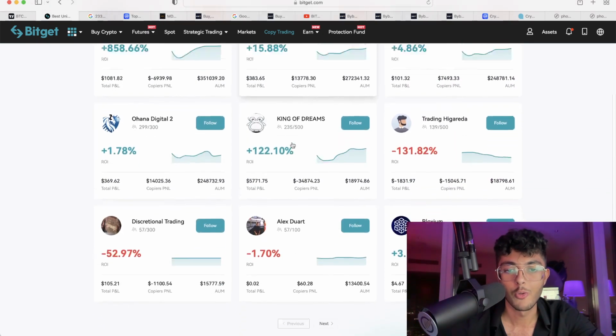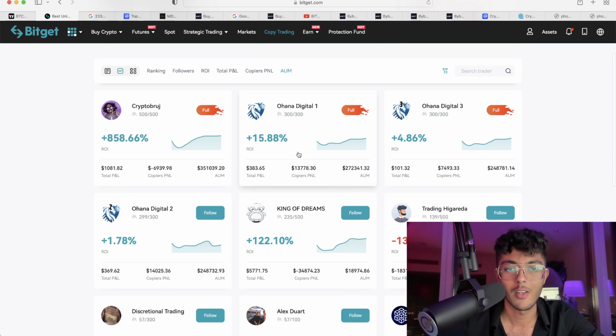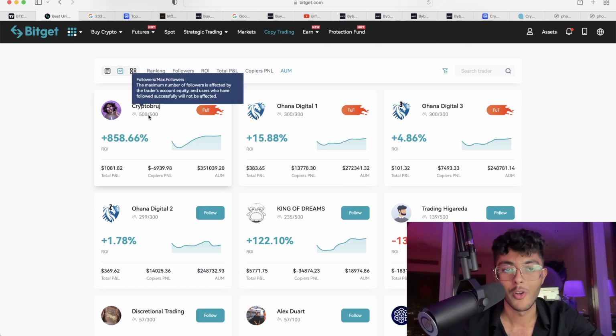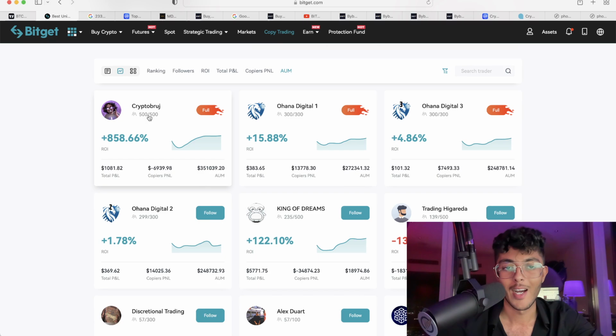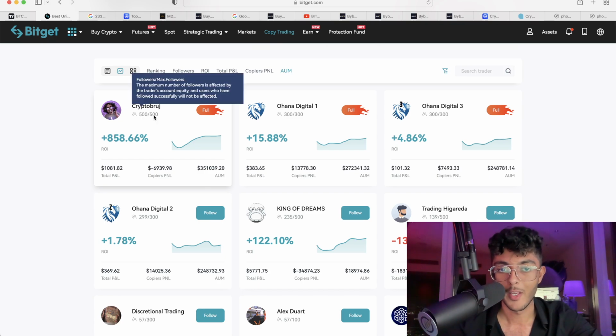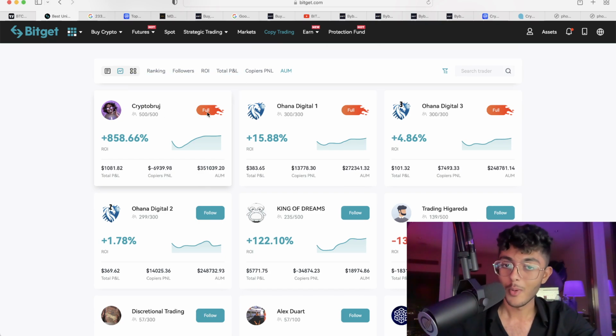I saw two bits of data. There was this data and something else. But in any case, assets under management purely means how much money is copying this particular trader. Now, you have to keep in mind the maximum followers. You're not allowed to exceed this number. So this person, for example, WEWAL, already has 500 out of 500 people following him. So it's full. I can't do anything with this.